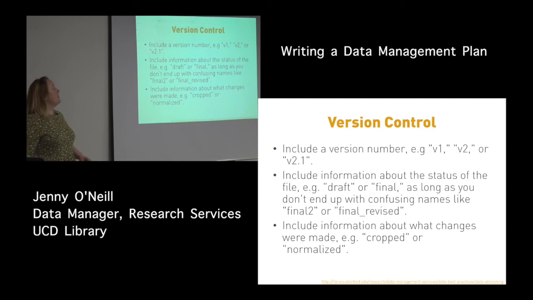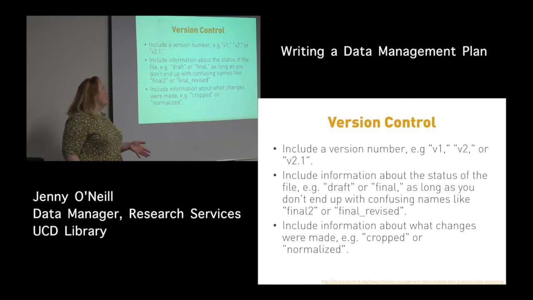And then when it comes to version control, some pieces of software will have version control built into them, which is quite nice. If so, make use of those facilities. If not, just something as simple as version 1, version 2 in the file name will help you with this. You can include things like draft or final, but be really careful with those because I have seen so many times like final revised or final 2 or definitely the final. This one is definitely the final.